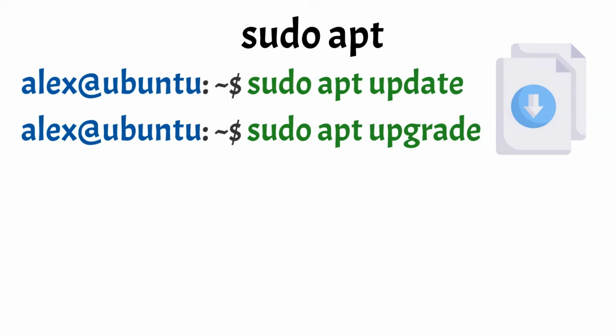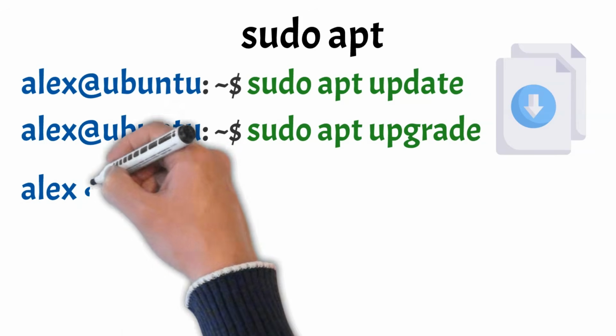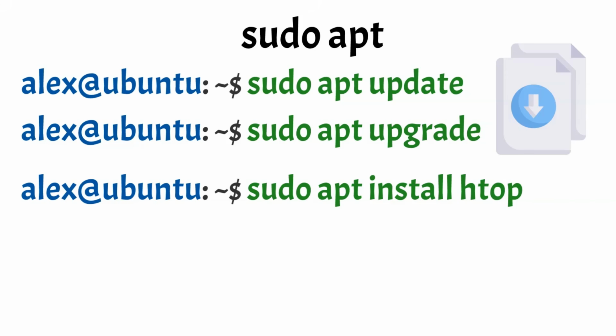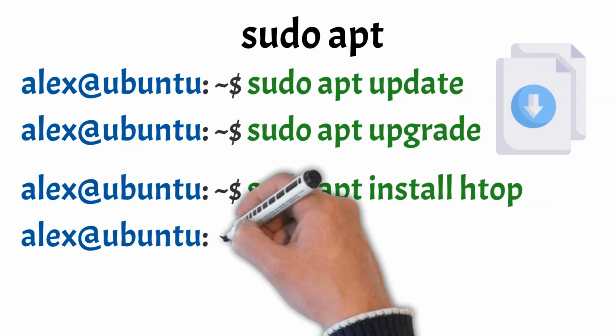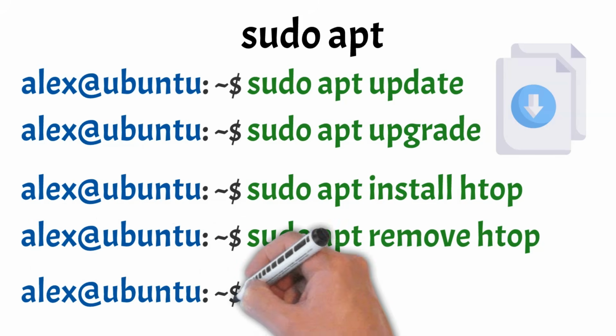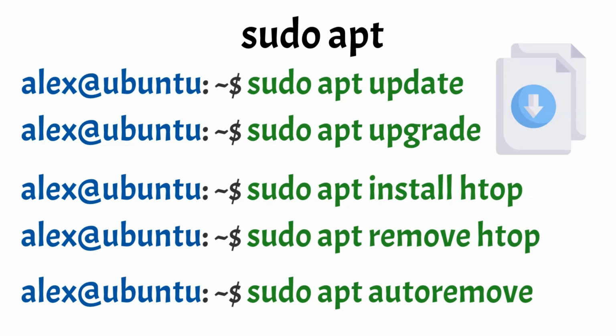To add new programs, use sudo apt install, followed by the package name, like htop for example. And if you no longer need a program, sudo apt remove will uninstall it. There's also sudo apt autoremove, which helps clean up unused dependencies and keep your system tidy. As a regular user, you'll use these commands most often when installing new tools or keeping your system up to date.